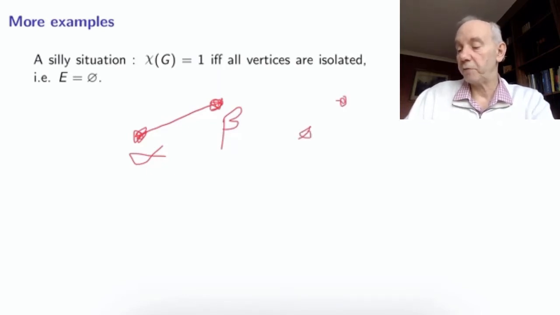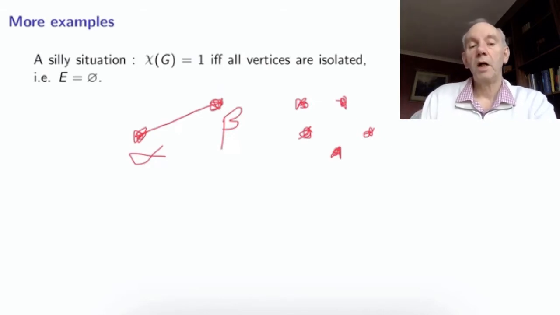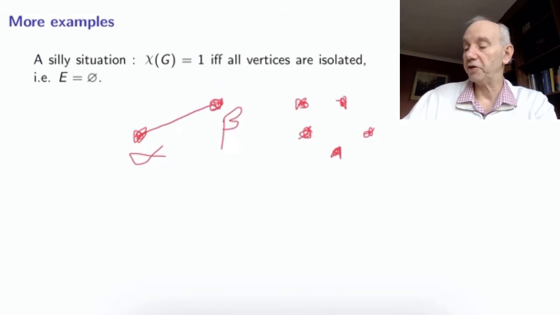So the picture would have to be like this. Now, that is a graph. If there's more than one vertex, it's not connected. But it is a graph, but it's a silly example of a graph, and I hope not to talk about such graphs. So assuming we have at least one edge, which perhaps I should have put as a hypothesis for this section, the chromatic number has to be at least 2.